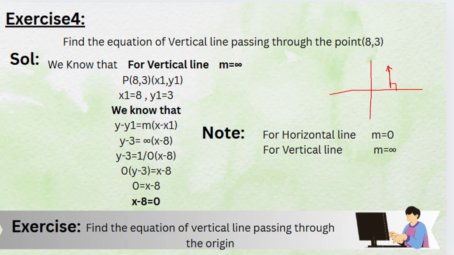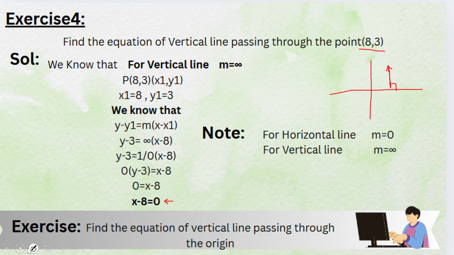Now the point is 8 and 3, so the value of x1 is 8 and the value of y1 is 3. So y minus 3 is equal to infinity times x minus 8. We know that infinity is 1 over 0, so y minus 3 equals 1 over 0 times x minus 8. By cross multiplication, we multiply 0 by y minus 3 and we multiply 1 by x minus 8. By simplifying it, our final answer is x minus 8 is equal to 0. If we put this point in this equation, then it must satisfy it. So we can say that our equation is correct.